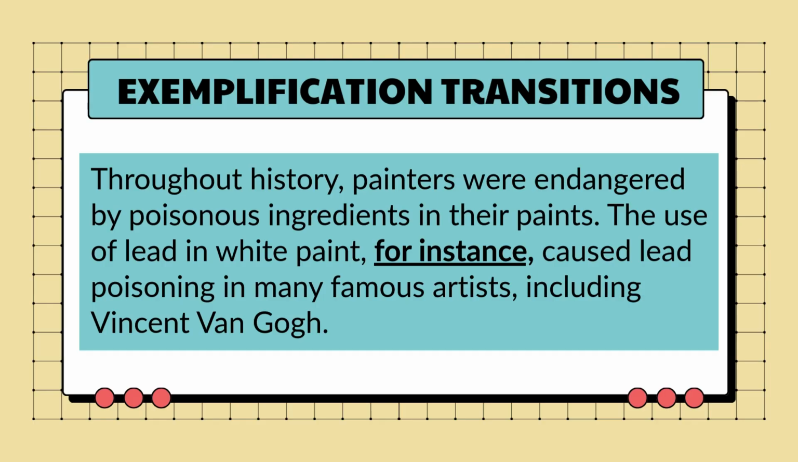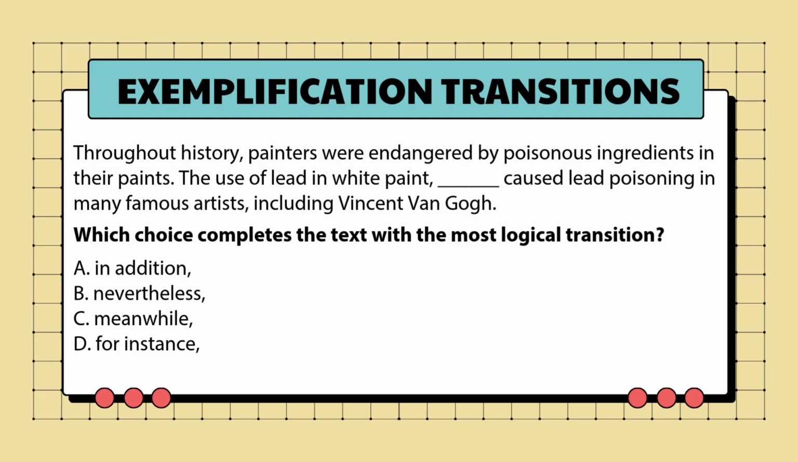Now let's see what this type of question looks like using this same example. Here is the question by itself, so you can get a feel for what it looks like. Notice the question gives you a short passage that contains a blank, and then asks you which choice completes the text with the most logical transition.